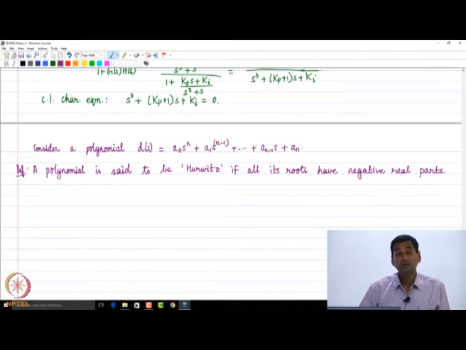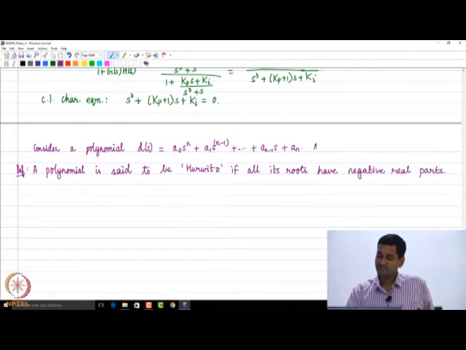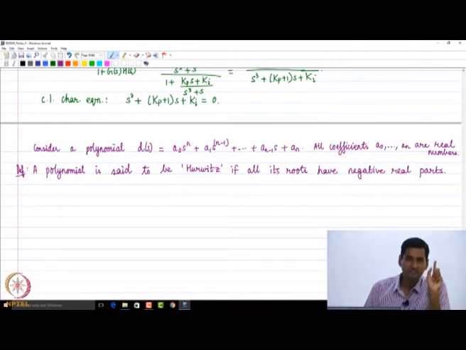So in other words, if I have an nth order polynomial, all n roots must be in the left half of the complex plane, right? Then that polynomial is said to be Hurwitz. Of course, for our particular application, we consider only real polynomials. That means all coefficients, a0 through an, are real numbers. That means that if I have a complex root, the conjugate also must be a root. So please remember that.